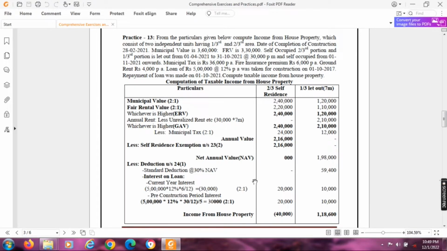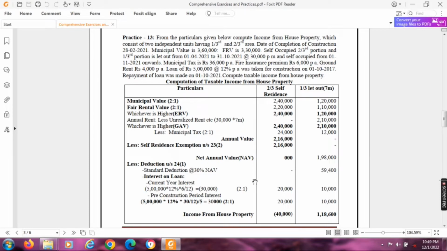Ground rent unwanted. Loan of rupees 5 lakh at 12% per annum was taken for construction on 1/10/2017. So the date of borrowing was clearly given. Repayment of loan was made on 1/10/21. So the full loan was settled during our accounting year on 1/10. Our accounting year is 21-22.